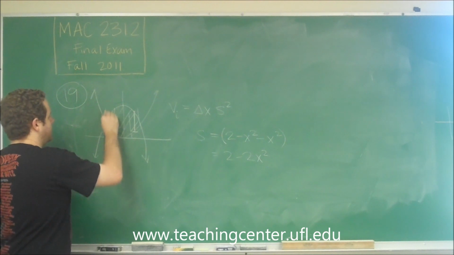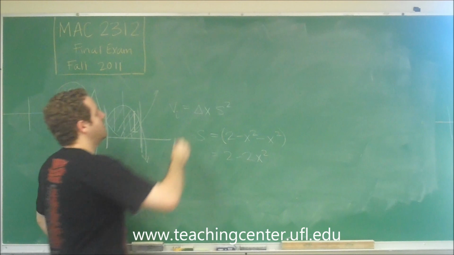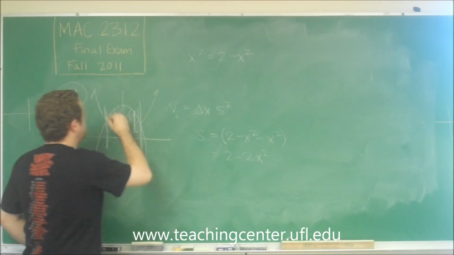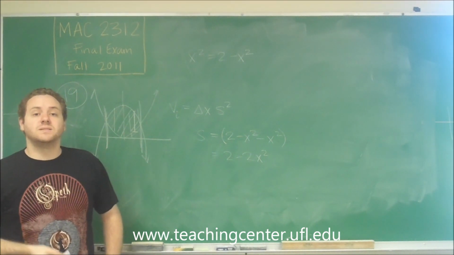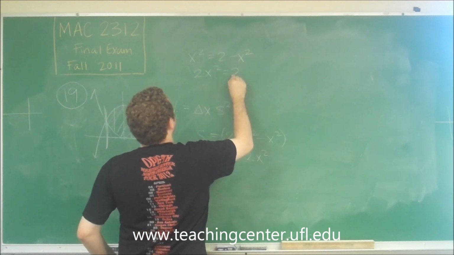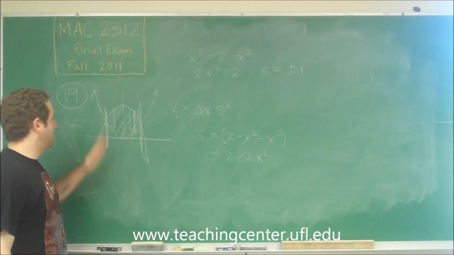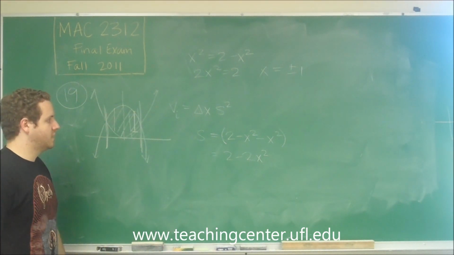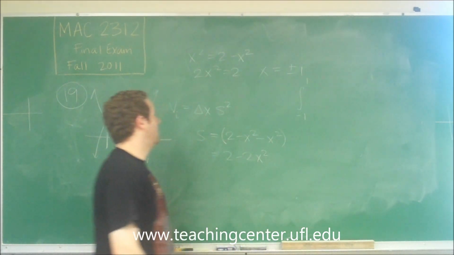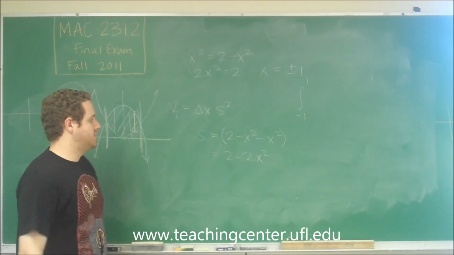So that's this x value, whatever this is, and this x value. So where does this stop? Well, to figure that out, we need to do x squared equals 2 minus x squared. If we set these graphs equal, we'll get their intersection points, and then we're ready to go. So if we add this over, 2x squared equals 2 means x equals plus or minus 1. So we're going from negative 1 to 1. So now that we've got our integral, negative 1 to 1, we're integrating s squared. This delta x becomes the dx in our integration form.